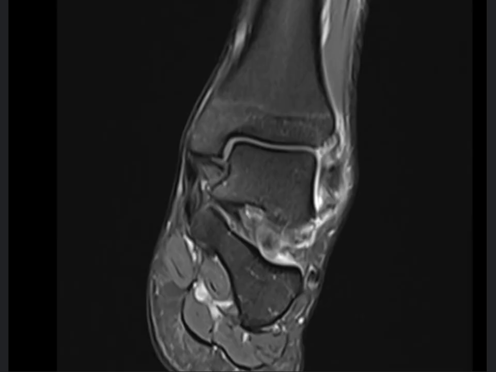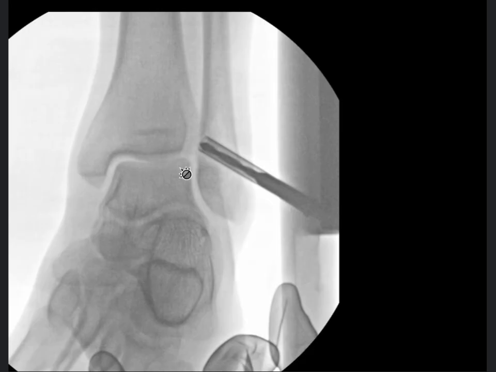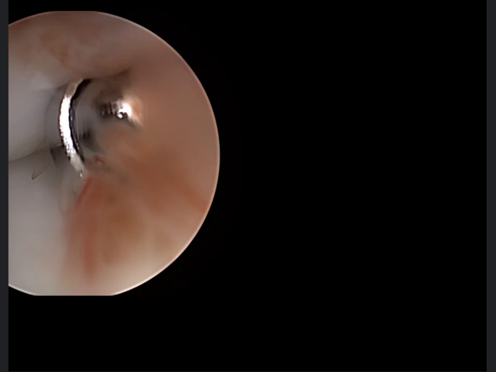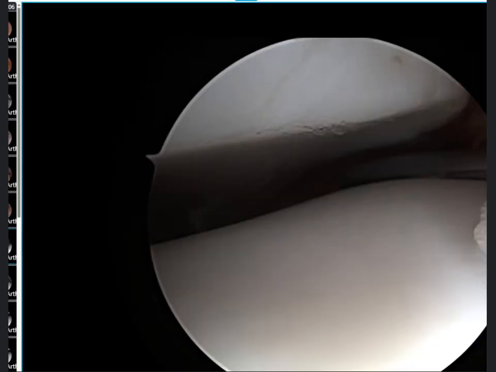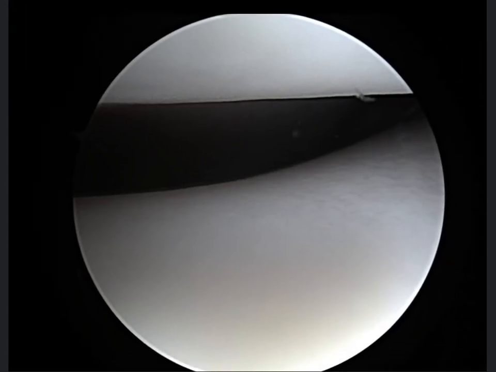So for this gentleman, because he was a high-level wrestler, he really wanted to get back to wrestling activities. We did recommend doing a repair, and so for him, we did a tightrope type fixation across that distal tibiofibular junction to try to repair that. He also had an arthroscopy, just looking to see if there's any concerns or injuries to the articular surfaces.